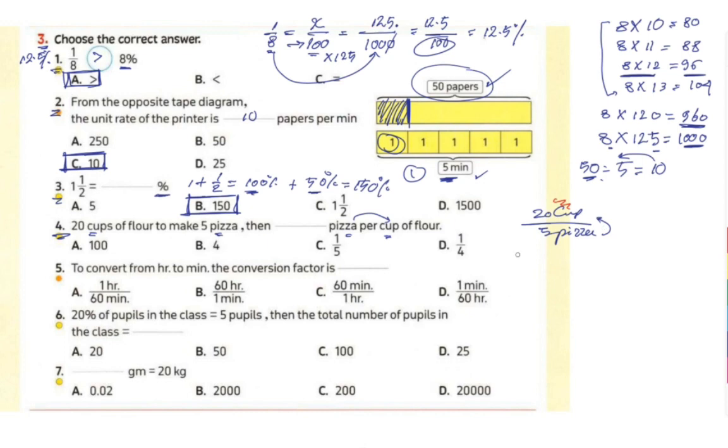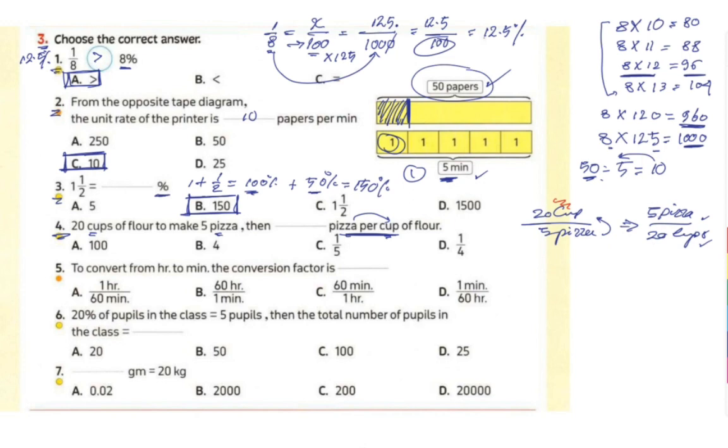Pizza for cup. So pizza for cup will be what? 5 pizza for 20 cups. That's it, right? Right. So 5 pizza for 20 cups. What we do here, I make it as what he needs. He needs pizza for cup. But just 1 cup, not 20 cups. That's I need to divide 5 over 20.